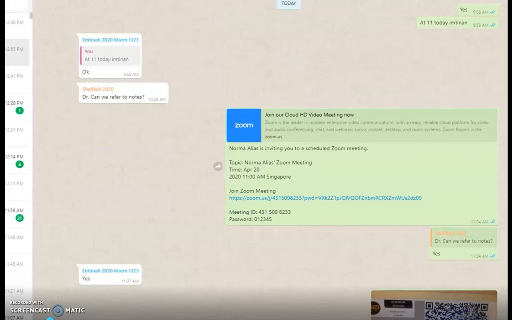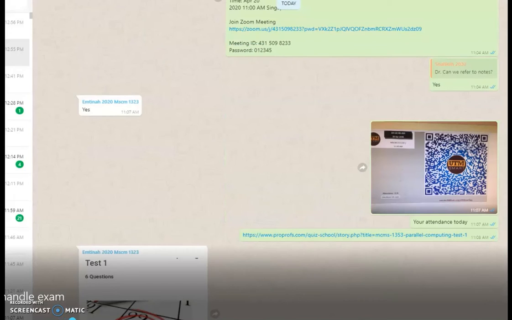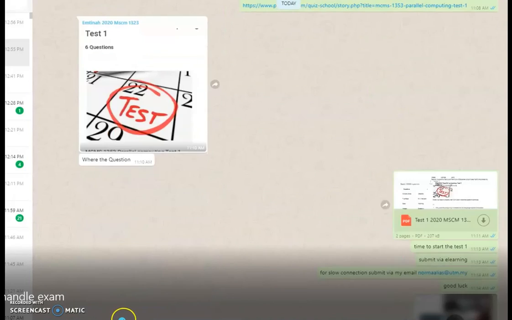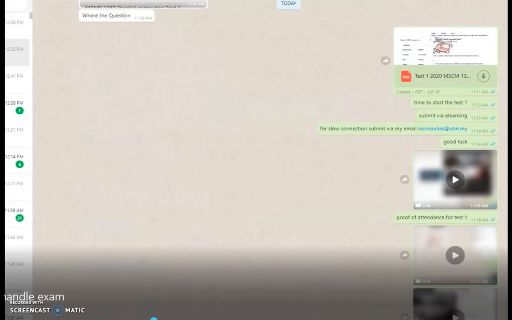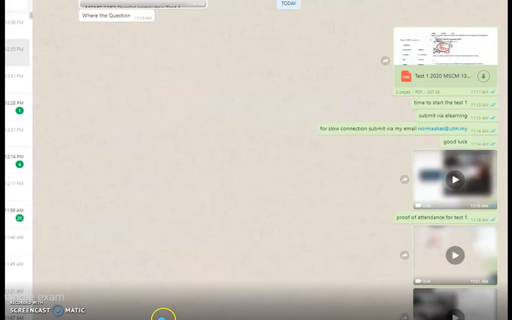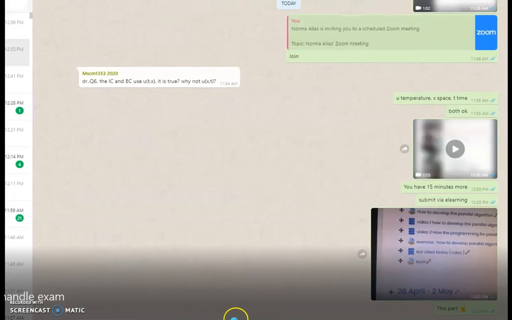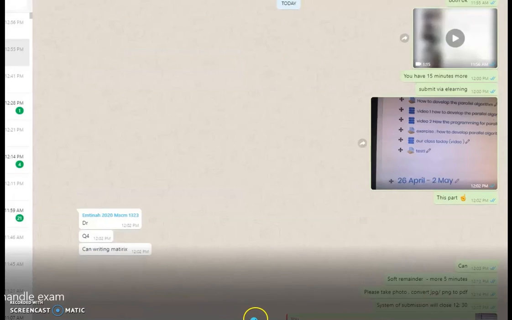Right, the first is, okay, we send the link for video conferencing, right, at 11 o'clock. Right, and then we send the attendance for the examination and send the question paper and ask them to start the question, send the proof of attendance for the examination, and remind them the examination process for every 15 minutes.